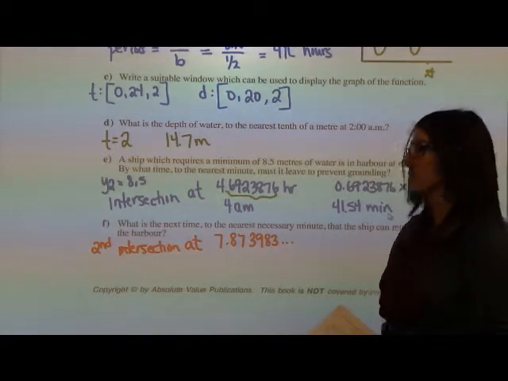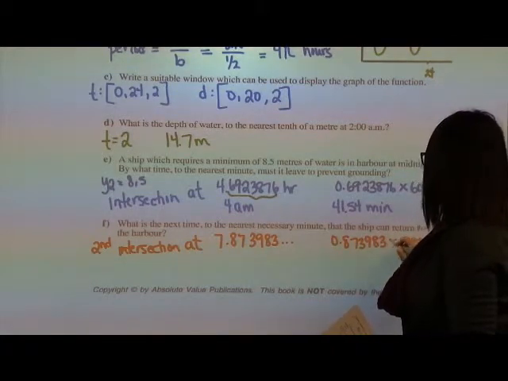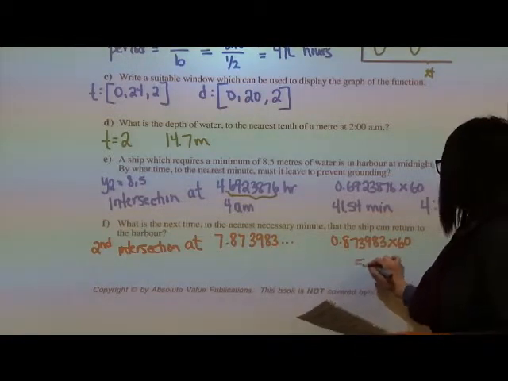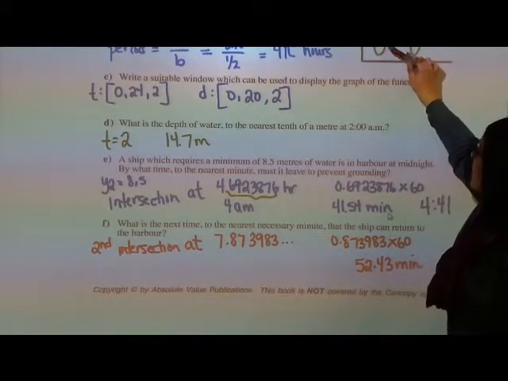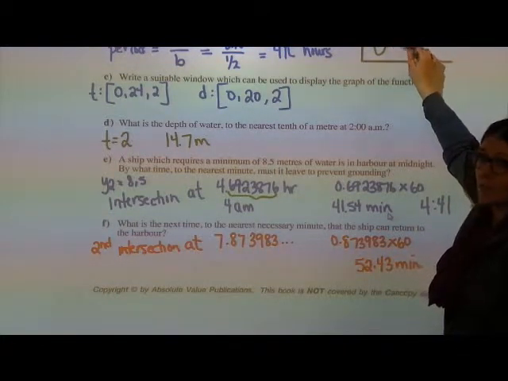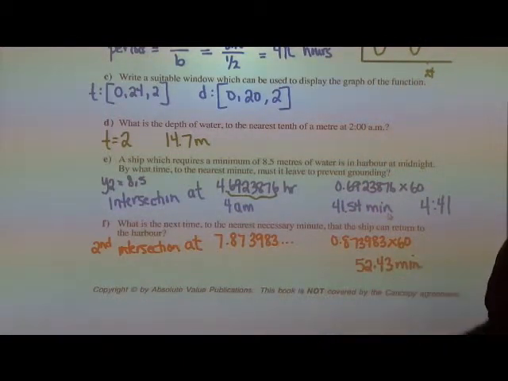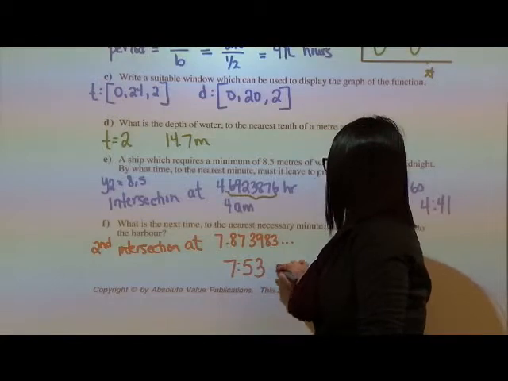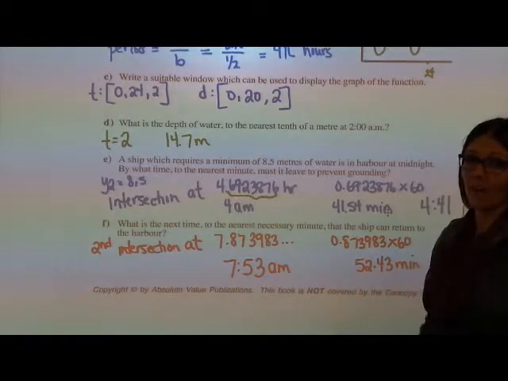7.873. Okay, so now I know I'm at 7 a.m. I take that 0.873983 multiplied by 60. What do I get? 52.43. Okay, so again, think about this. This is at 7 o'clock in the morning, 7:51, 7:52, 7:53. So do I round this to 7:52 or do I round it to 7:53? Has to be 7:53. Because again, at 7:52, I'm actually still below that 8.5.